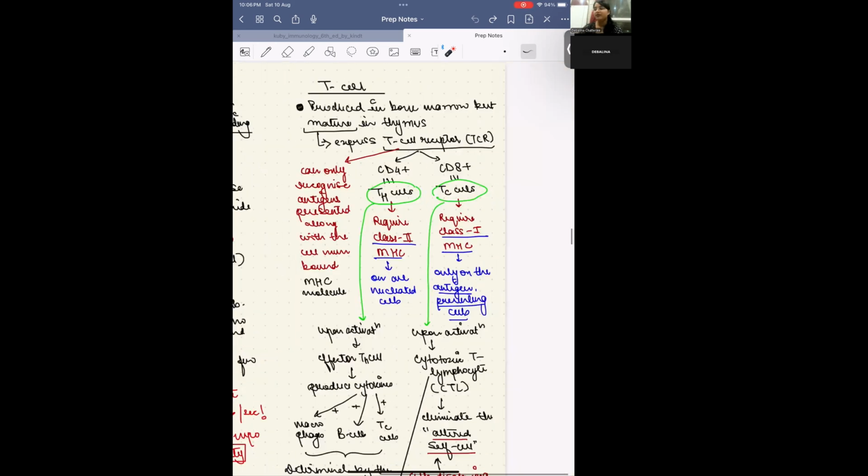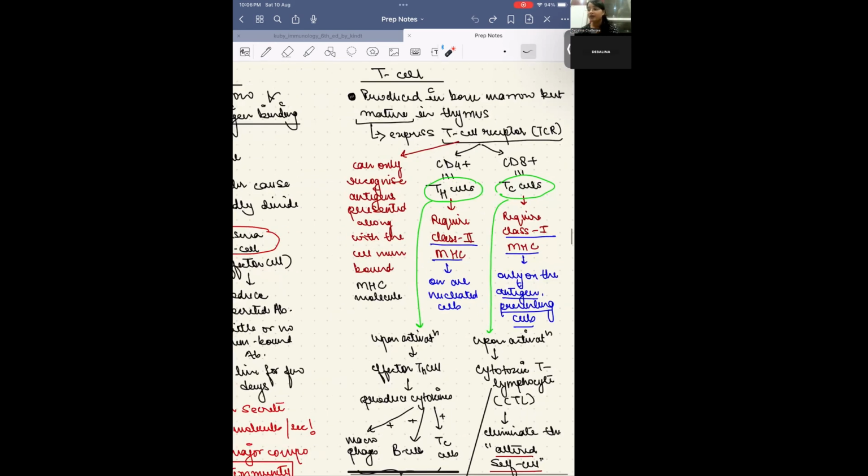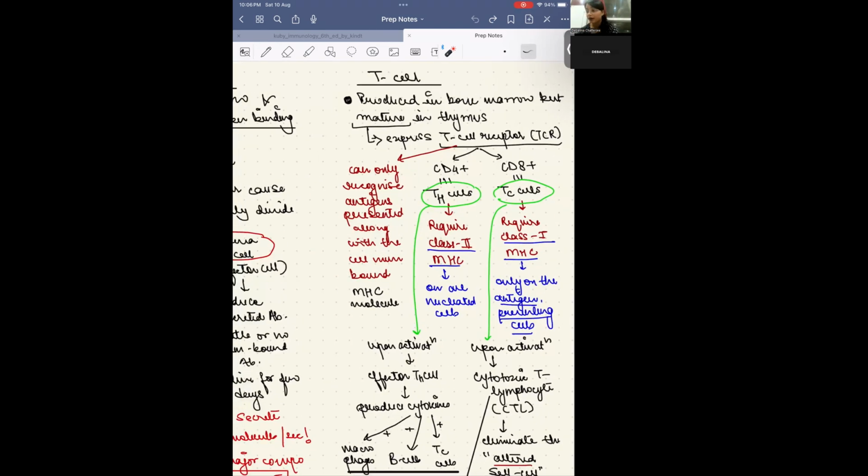Over here, similarly, we have the T cells, which are produced in bone marrow, but they mature within the thymus. As they are undergoing the process of maturation, they express certain receptors, in this case called the T cell receptors, which can be of two types. One, if they have the CD4 plus marker, or they have the CD8 plus marker. The CD4 plus T cells are also called the T helper cells or TH cells.